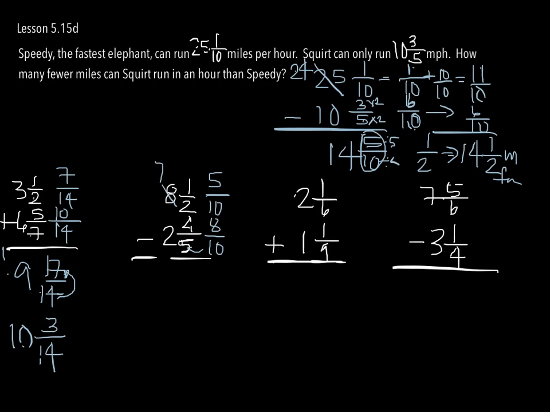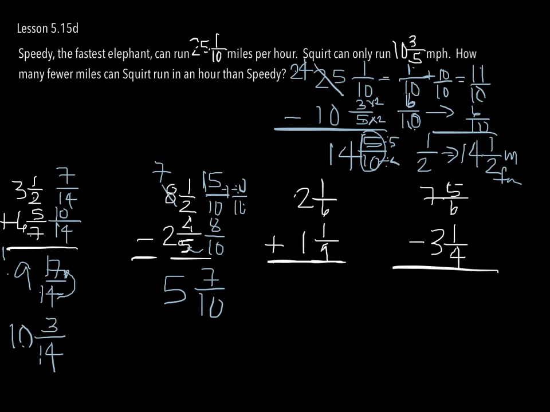5 less 8, I can't do it right now, so I go to the 8. 8 is going to become 7. And then I add 10 over 10 here, and I'm going to get 15 tenths less 8 tenths. 15 tenths less 8 tenths is going to give me 7 tenths. And then 7 less 2 is 5. So hopefully we're 3 for 3 right now.